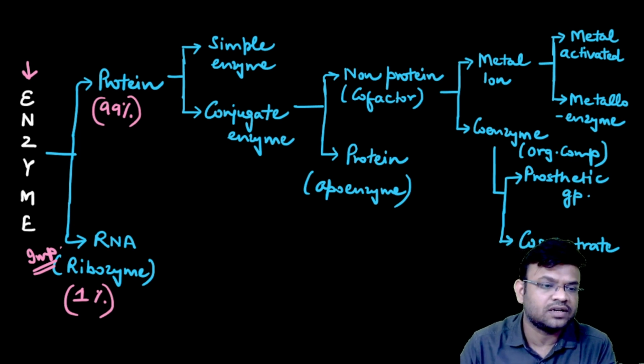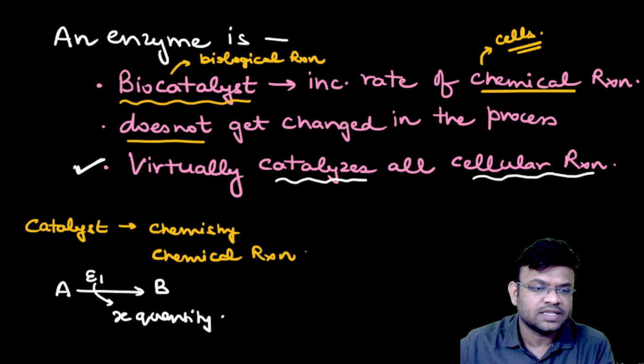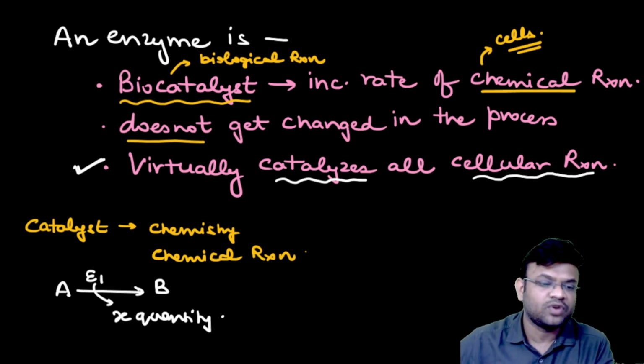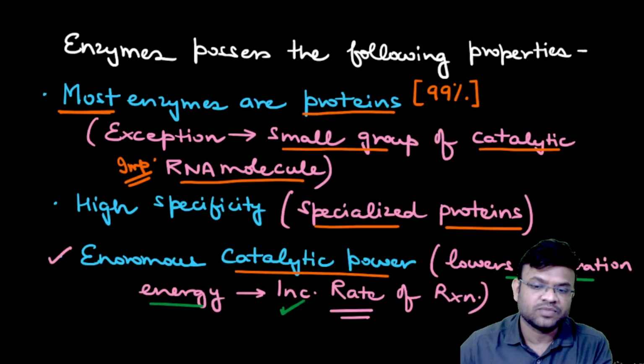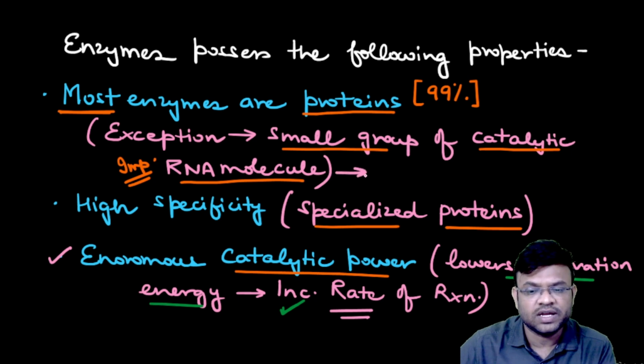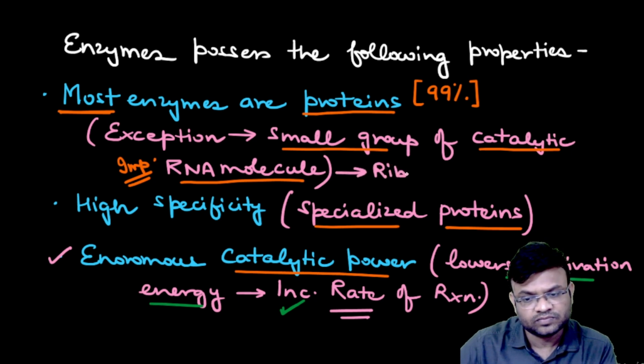Let me just write it down over here also, that the enzyme that is having RNA nature would be called a ribozyme. So this is called a group of catalytic RNA molecules, and these are called ribozymes.